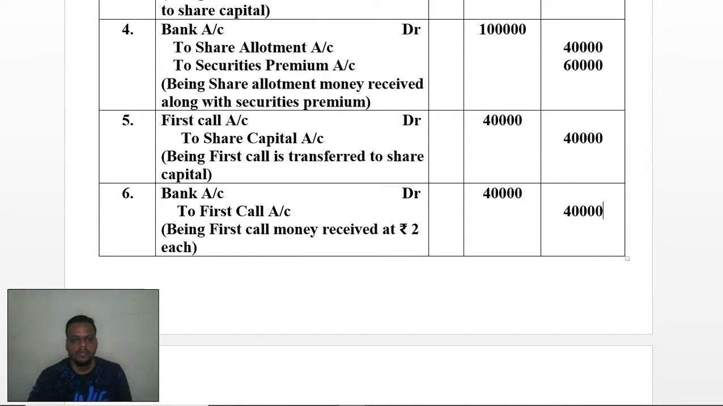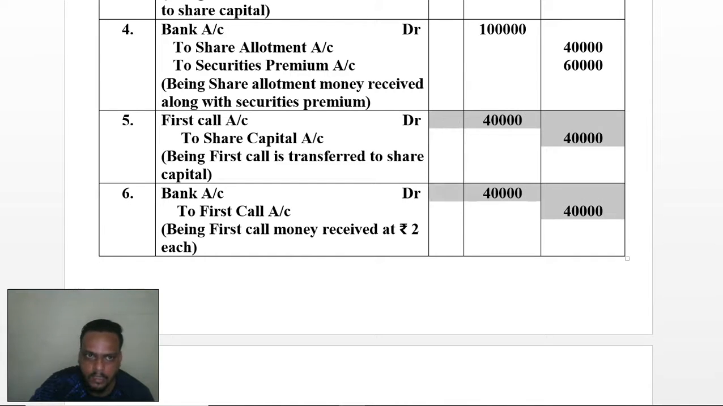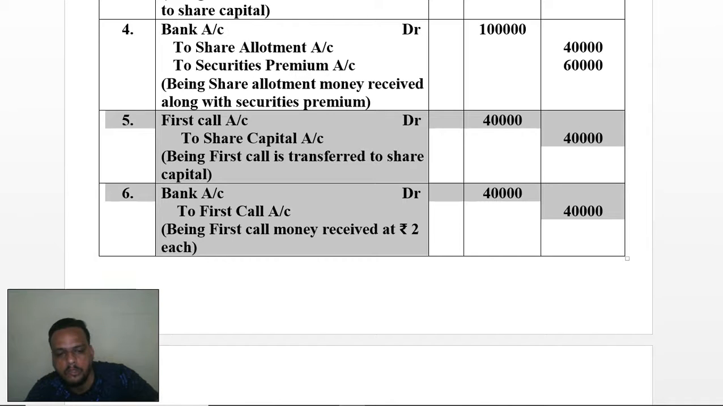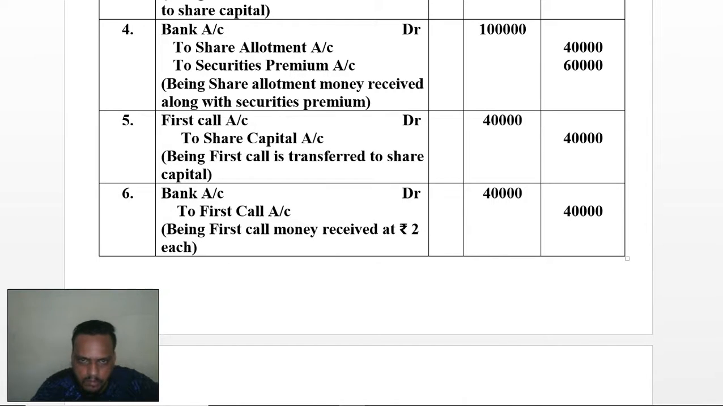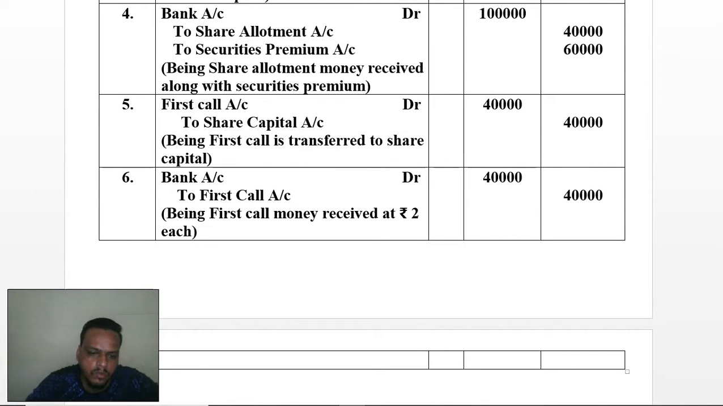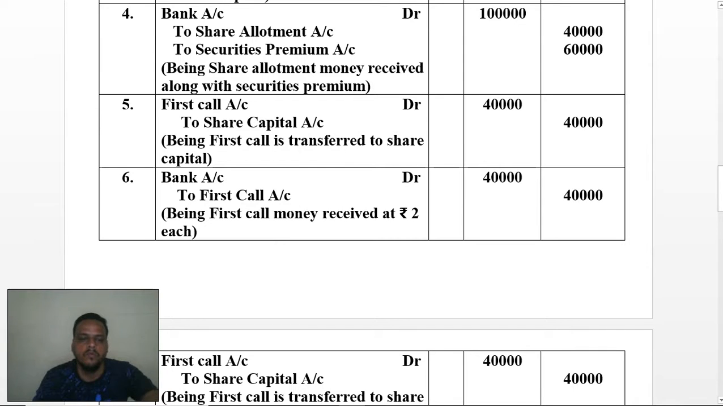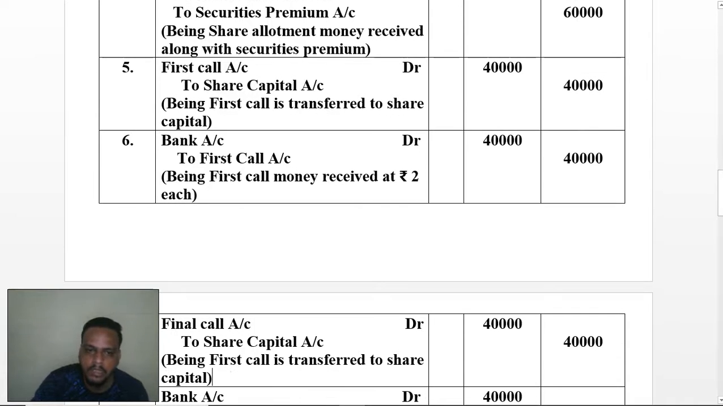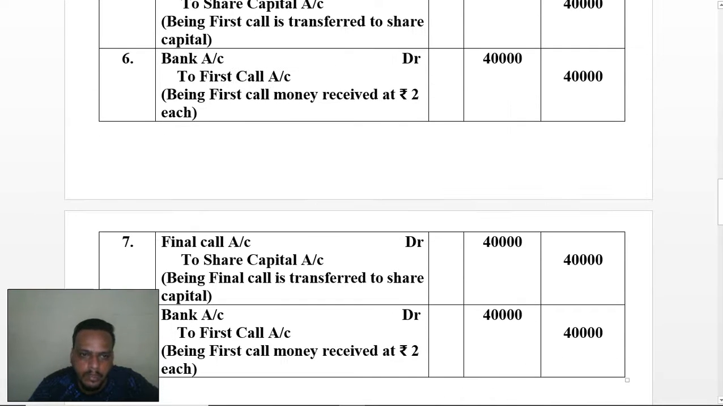Now I'll go directly copy paste because the final call is also having same, but numerical will be changed and the terms will be little bit changed. So entries are normally same. Here we go with the another part, which is point number 7. In that it has a final call account debit for 40,000 to share capital. Here also we are doing final call is transferred to share capital.